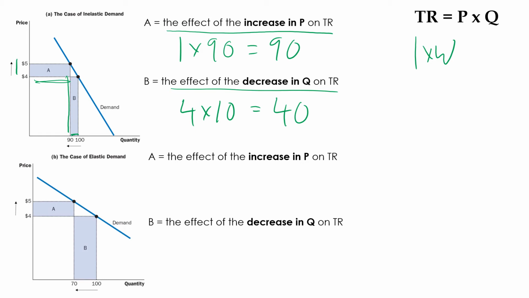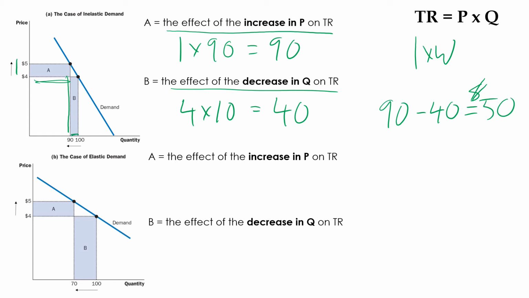What is the net effect then? What do we have to do? Well, we just have to go 90 minus 40. And that's going to equal 50. So that's a positive 50. So what do we see then, right? We see that there will be a positive impact on total revenue if we increase the price on graph A.